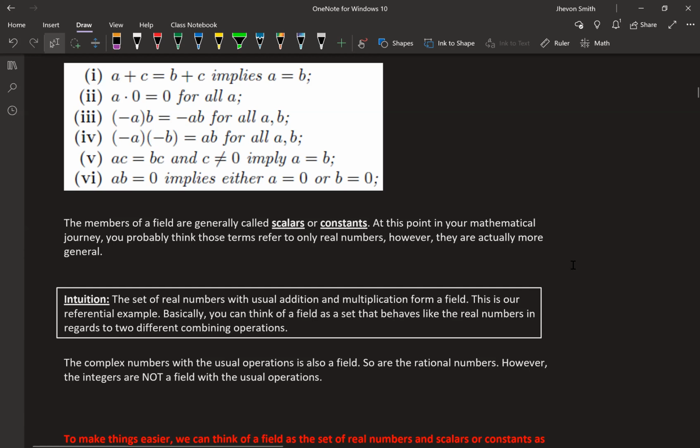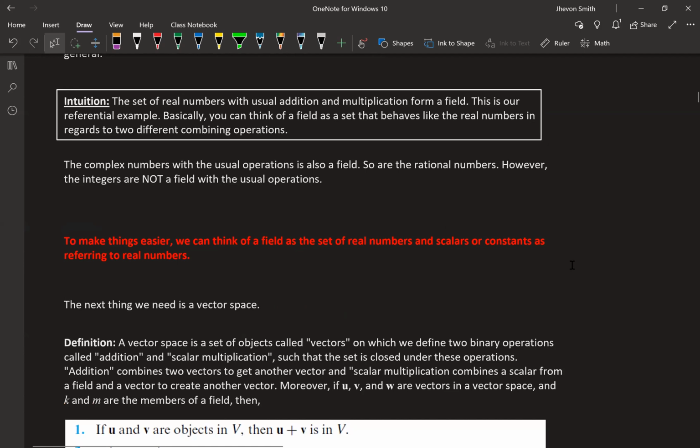So it's not just any set of numbers that forms a field. It's a very special kind of set that would have these properties. The real numbers have these properties, and the complex numbers have this property. The rational numbers have this property. The integers do not. So yeah.